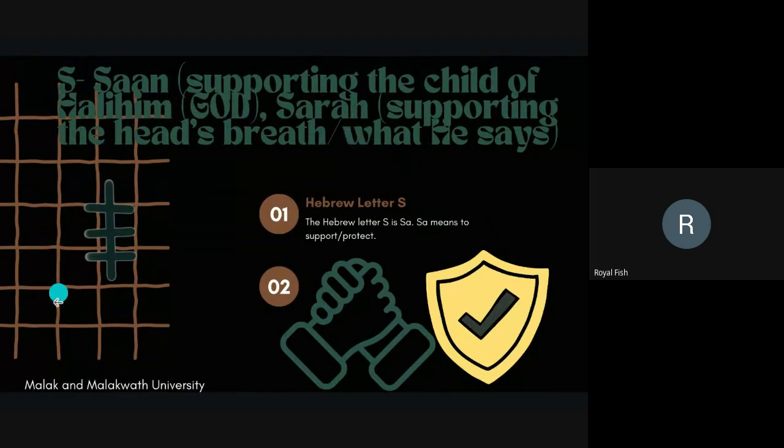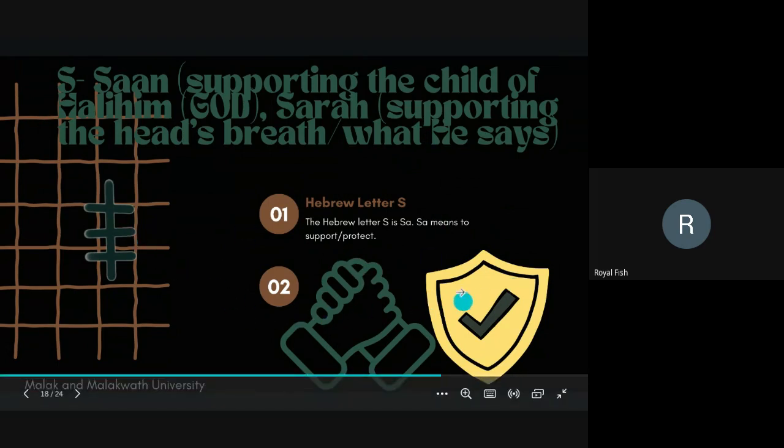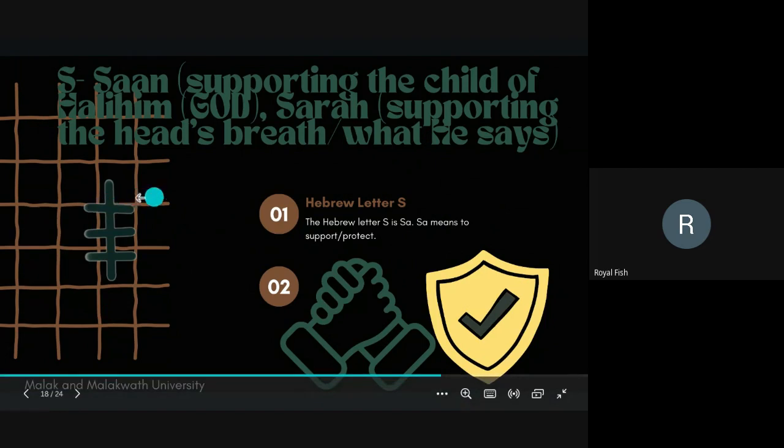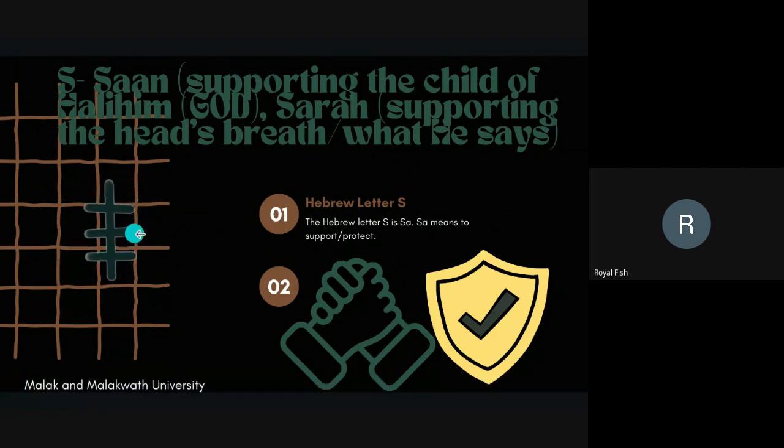Then we have our sa. So the Hebrew letter S is sa. Sa means to support or protect. So we have a shield here, but it's more represented by a fence. So this is supposed to represent a fence or like a barbed wire or something that can hold something up in order to support it. So like a gardening tool.